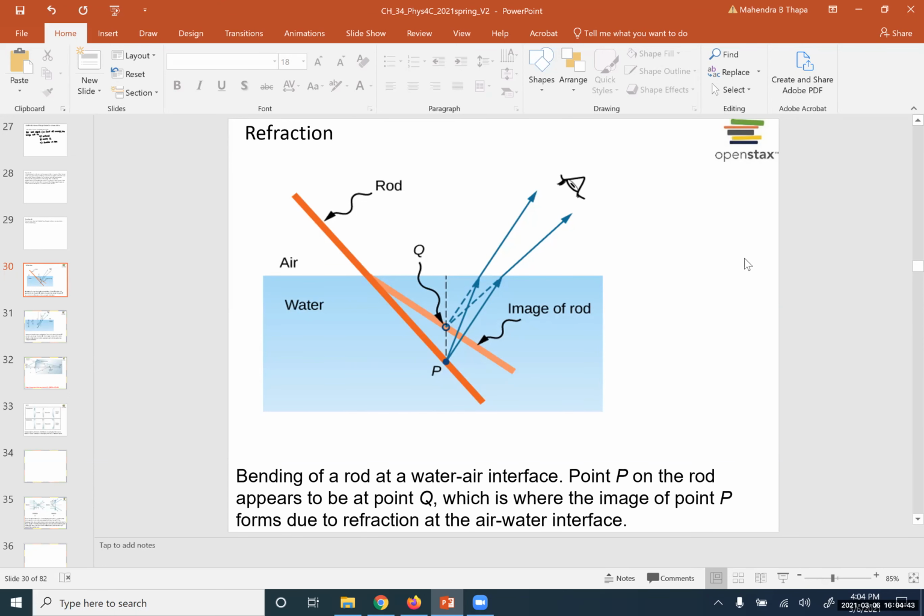Now we are talking about image formation in the process called refraction. So we will see that an image will be formed when two refracted rays appear to meet, or intersect. So this is the condition for image formation.